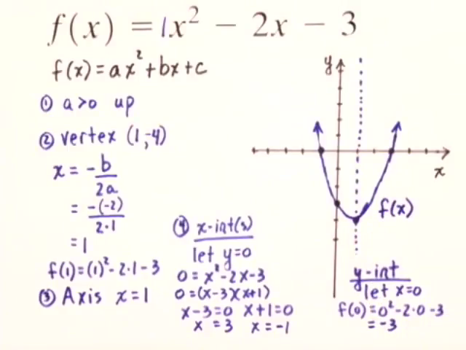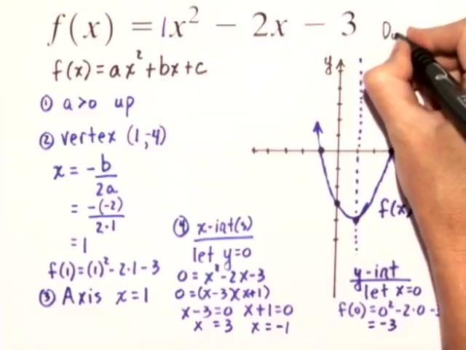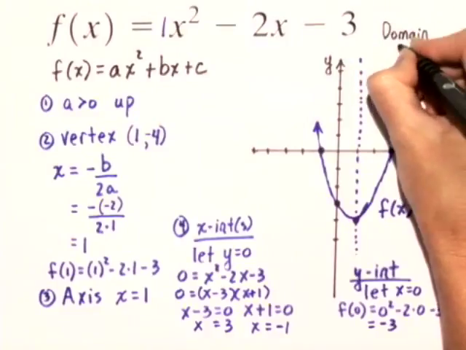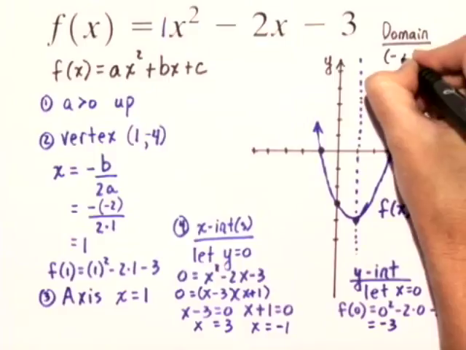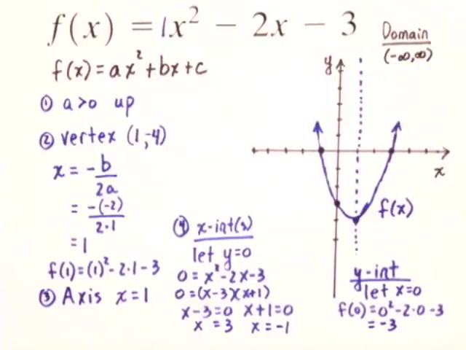Now by looking at the graph, we can see the domain and the range. So the domain for any quadratic function is all real numbers. In other words, we can let x equal any real number.